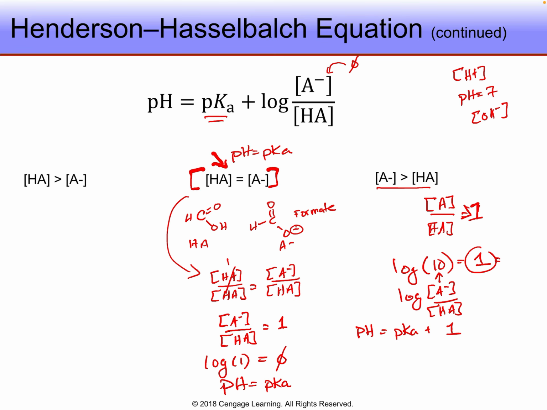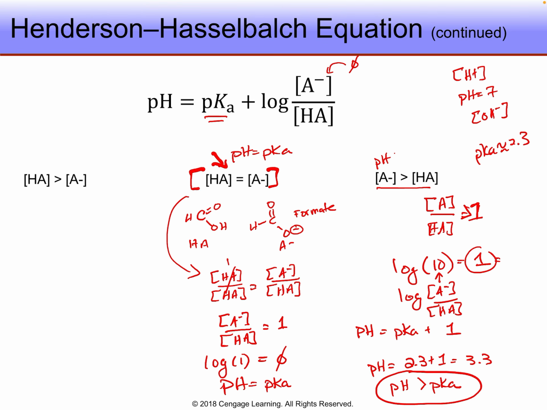And I should actually look up the pKa for formic acid. Unfortunately, I can't pause my recording, but I think it's about, let's just say the pKa is about 2.3. So that means the pH of my solution is going to be 2.3 plus 1, or about 3.3. And the key to notice here is that the pH is greater than the pKa. Anytime you have more of the conjugate base than the weak acid, the pH is going to be greater than the pKa. Now we can't say what its relationship is to pH 7. We can only say what its relationship is relative to the pKa.